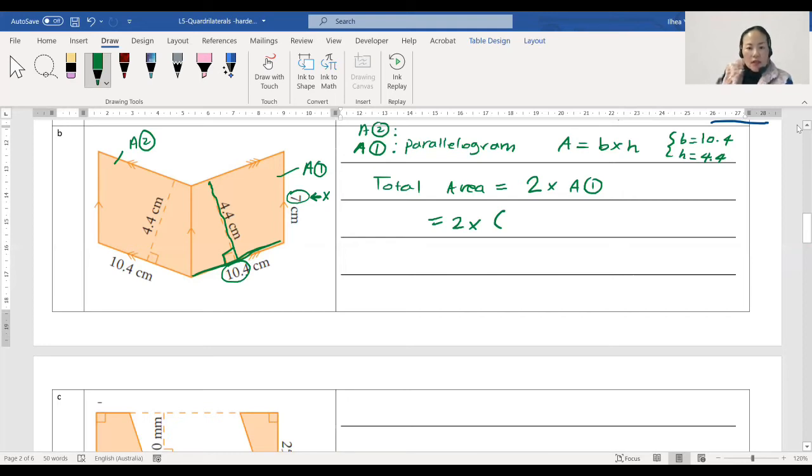So let's have a look at the formula. Back to the formula here: 2 times base times height. Base was 10.4 and the height is 4.4. Now put that in your calculator. When you do them all together, it'll be 91.52 centimeters squared, or square centimeters.